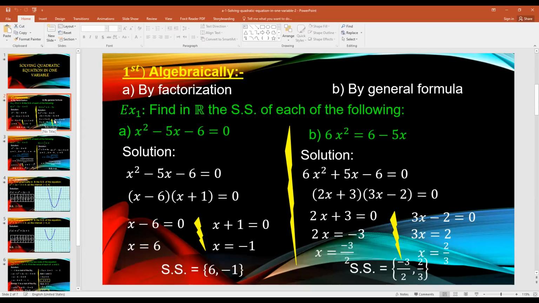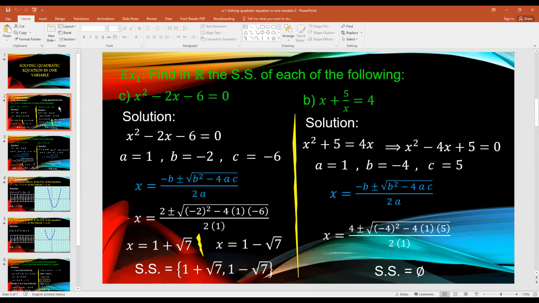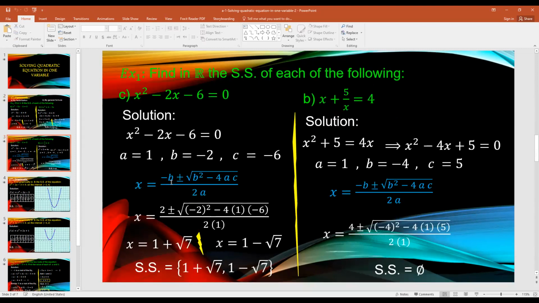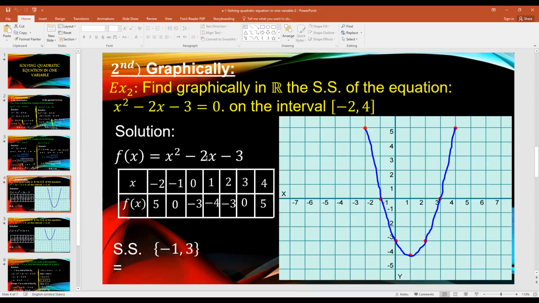At the end of this lesson, I can find the two roots of any quadratic equation algebraically and graphically. Algebraically by factorization and by the general formula. The general formula is negative b, positive or negative, square root of b power 2 minus 4ac, over 2a. And the second method is graphically. Graphically, draw the table, write the start and the end of the interval, and draw the curve. This curve cuts the x-axis at a point. This point is the solution set.